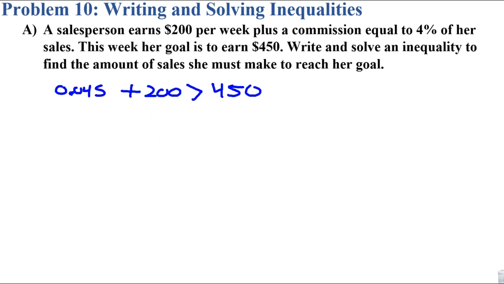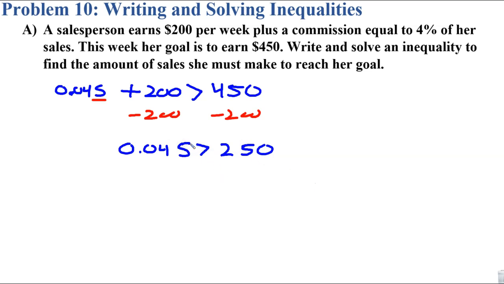We want to solve that for my S. I'll try to make my S look less like a 5 as I go through here. To do that, we just have to get S by itself. I'm going to subtract 200 from both sides. That's going to give me 0.04S is strictly greater than 250. So at this point, I can see that I need to make more than $250 in sales commission. To get the S by itself, I'm going to divide both sides by 0.04.